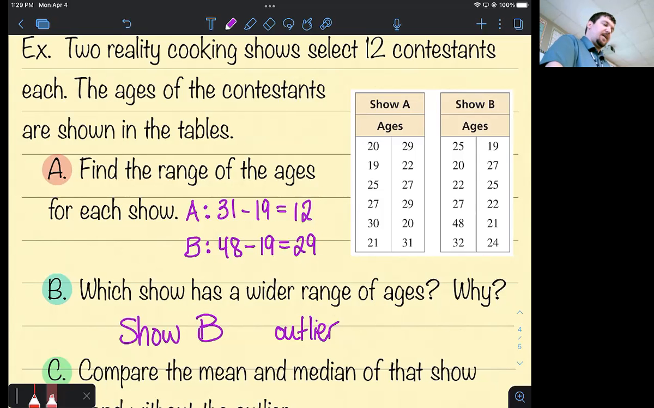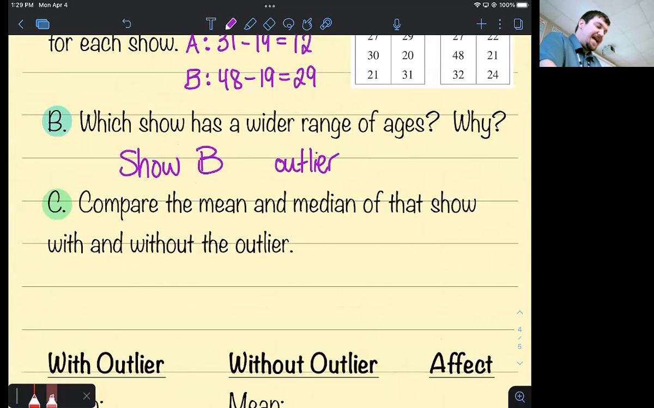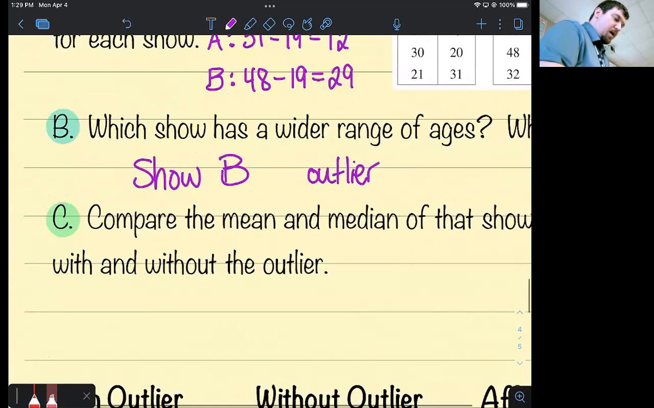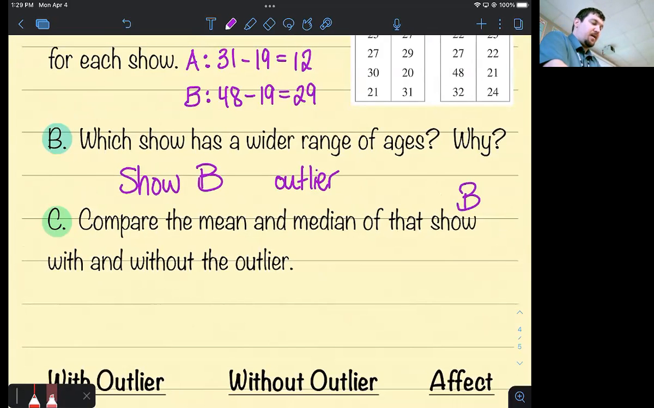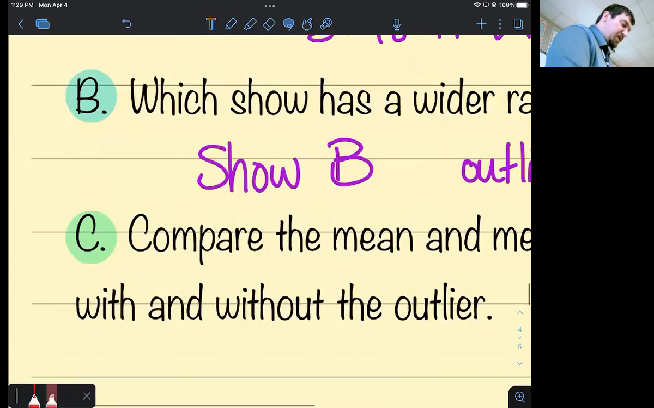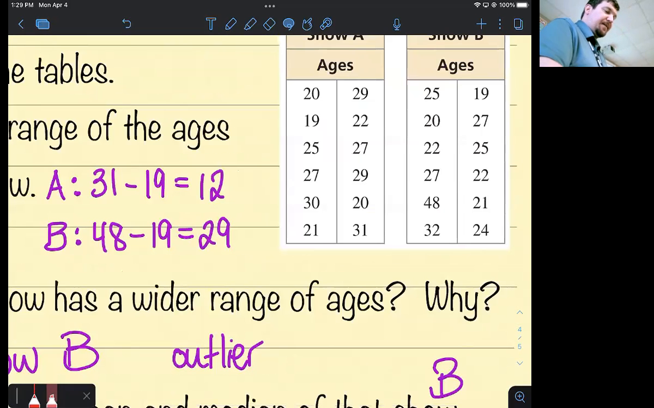Christian. Yes. All right. Now it wants us to compare the mean and the median of that show. So this would be show B. Compare the mean and median of that show with and without the outliers. So let's do it one more time. We're looking at show B. Show B has these 12 data points right here.